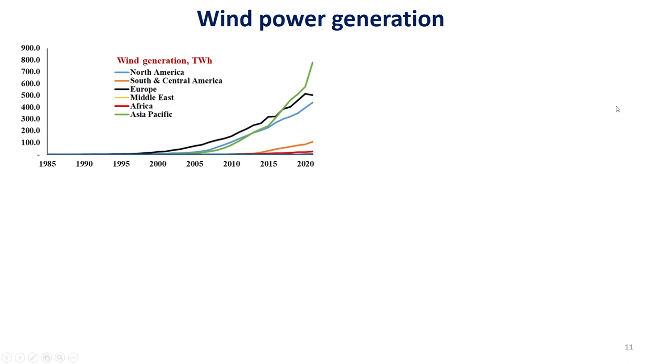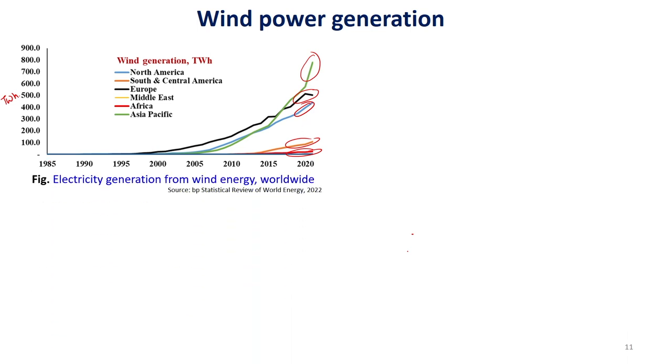Here we can show the region-wise wind generation in terawatt hour. This is for Asia Pacific because China has a huge number of wind generators, then followed by Europe, then we have North America, then South and Central America, and then Africa. And you can see the rise. If you see from 85, it was very, very less, and from 2000, it started getting more attention, and in 2020, you can see a huge amount of energy is coming from wind.